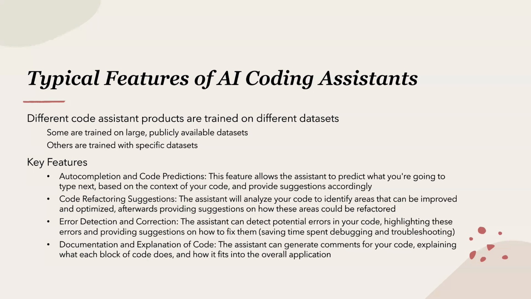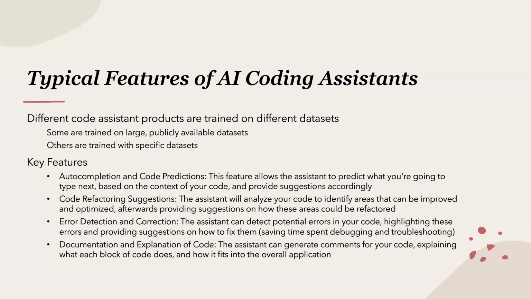Now, different code assistant products are trained on different data sets. Some are trained on large publicly available data sets, while others are trained with specific data, but they often feature these key features. First, completion and code prediction. This feature allows the assistant to predict what you're going to type next based on the context of your code and provide suggestions accordingly. Second, code refactoring suggestions.